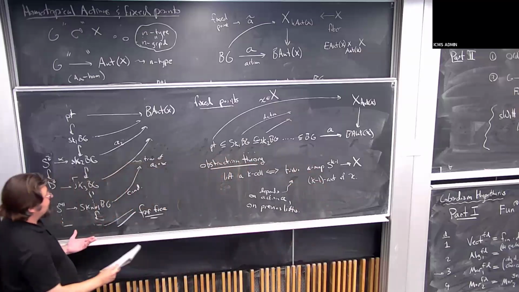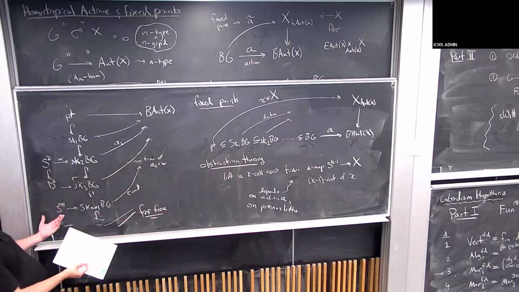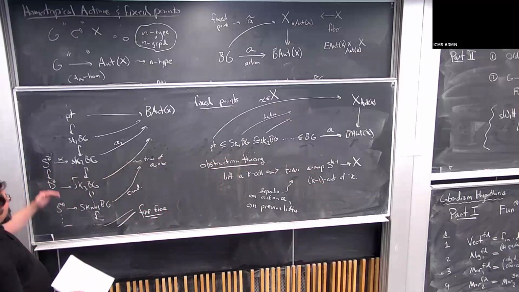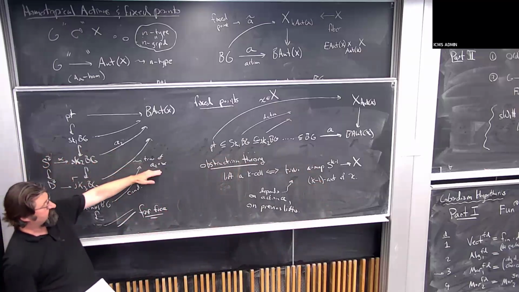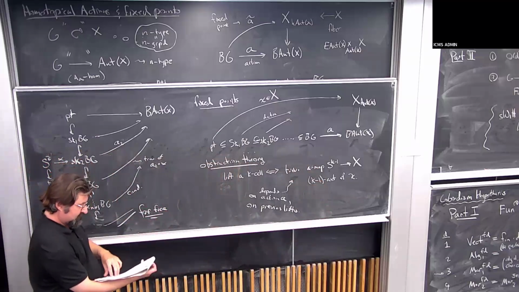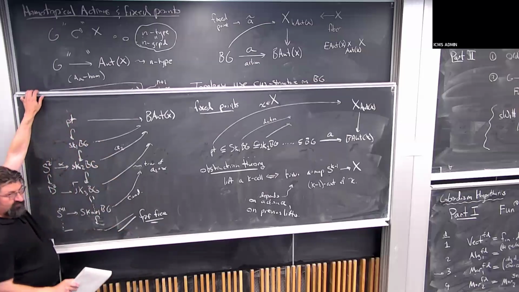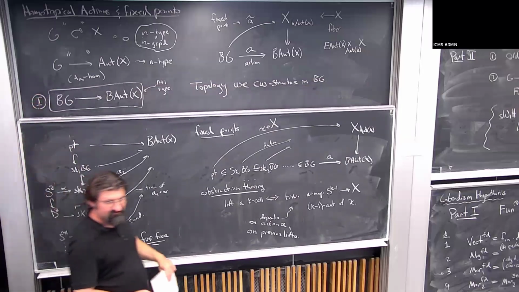So the answer is kind of the same for understanding both the actions and the fixed points. And it says, find a CW structure and try to understand it enough so that you can understand these trivializations of these composite maps. So let's proceed and do that in some examples.